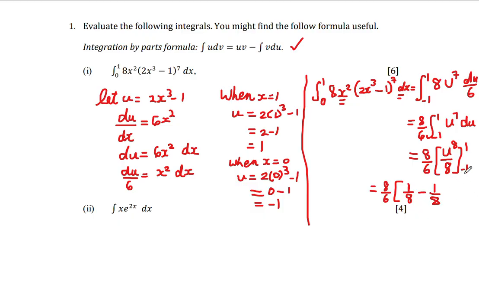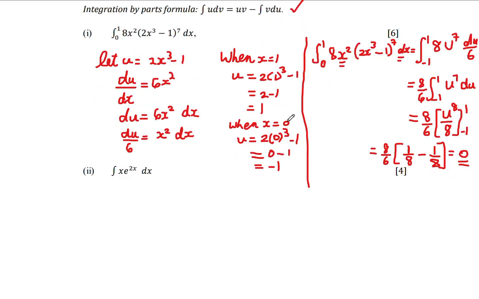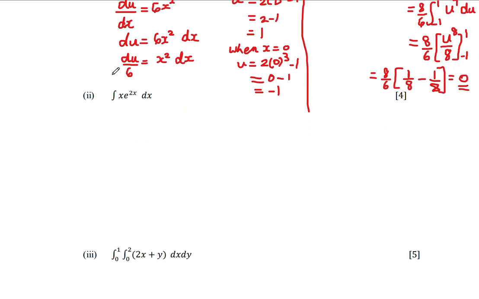When you're evaluating the simplified integral with the upper and lower bounds, you substitute the upper limit and minus the substitution of the lower limit. So this is why we end up with 1/8 minus 1/8, which is going to be 0, and when I multiply 0 by 8 over 6, the answer is going to be 0. So the answer for this integral is 0, and that takes care of the integration by substitution question number 1.